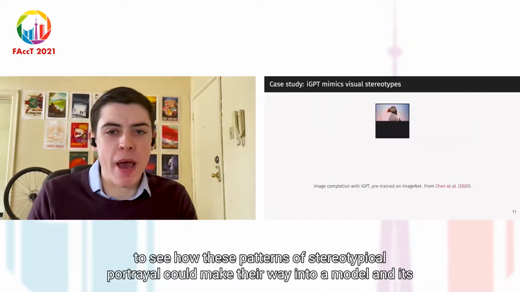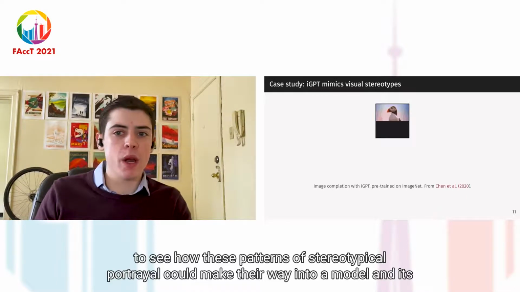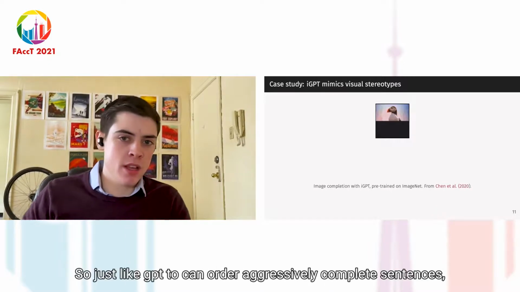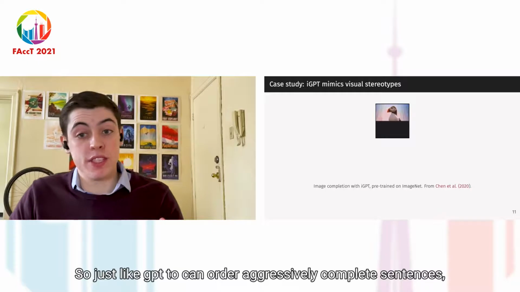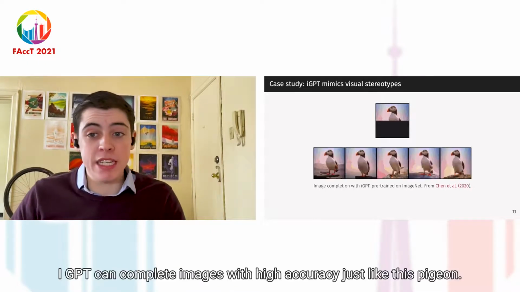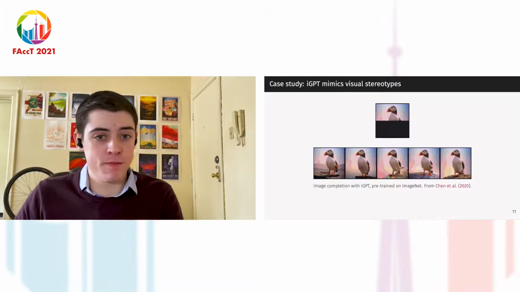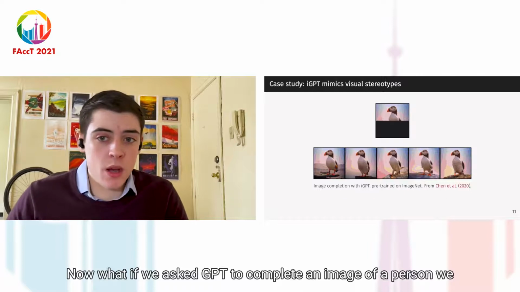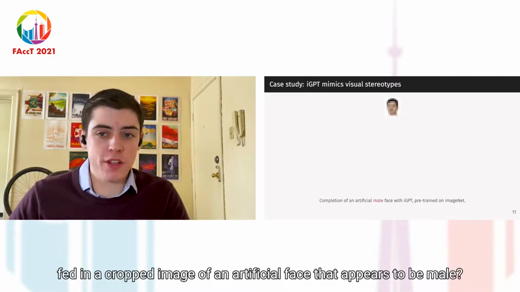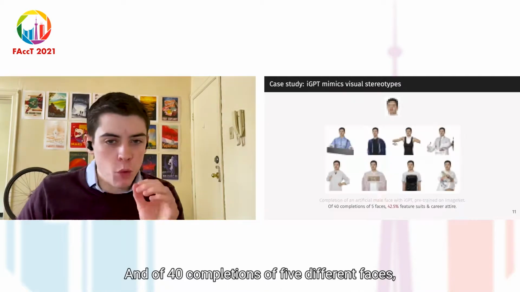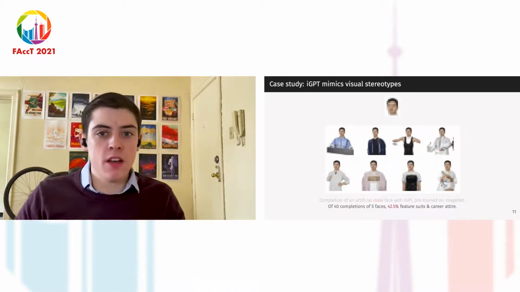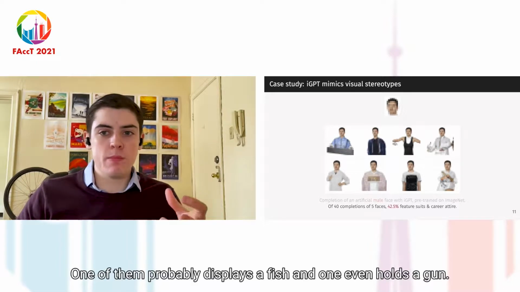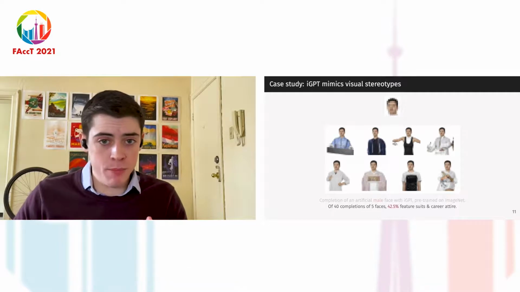To see how these patterns of stereotypical portrayal could make their way into a model and its output, let's look at one final example, and that's image generation. Just like GPT-2 can auto-regressively complete sentences, iGPT can complete images with high accuracy, just like this pigeon. Now, what if we asked iGPT to complete an image of a person? We fed in a cropped image of an artificial face that appears to be male. Of 40 completions of 5 different faces, 42.5% feature suits and career-related attire. One of them proudly displays a fish, and one even holds a gun.